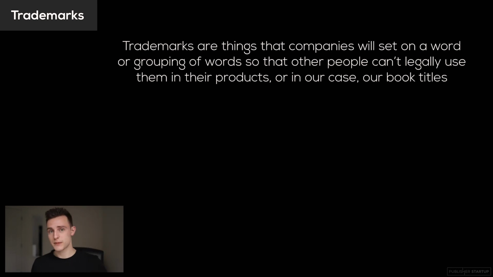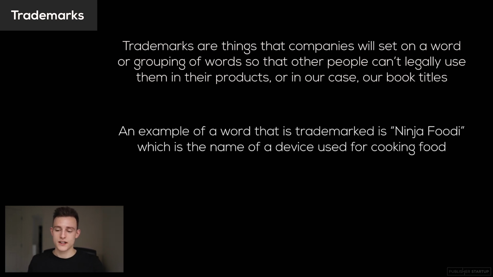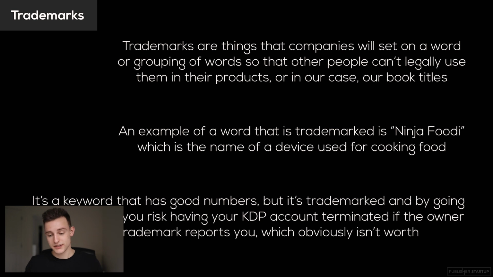Okay, and one quick thing before I end this video. Trademarks, like I said, For Dummies is a trademark. I wouldn't make a book about that. Trademarks are things that companies will set on a word or grouping of words so that other people can't legally use them in their products, names, or our book titles in this case, okay? An example of a word that is trademarked is Ninja Foodie, which is the name of a device used for cooking food. It's a keyword that has good numbers, well, at least when I checked it a few months ago, but it's trademarked, and by going into that niche, you risk having your KDP account terminated if the owner of the trademark reports you, which obviously isn't worth it, okay?